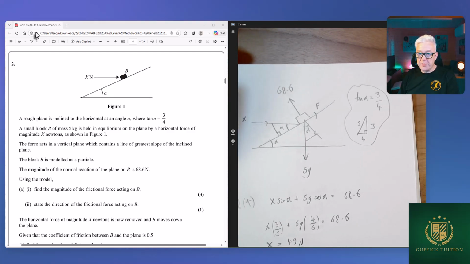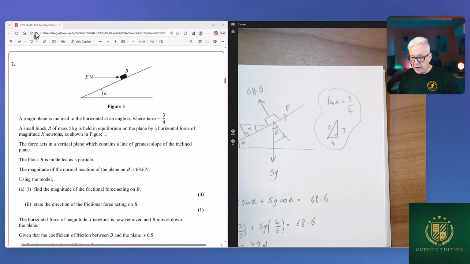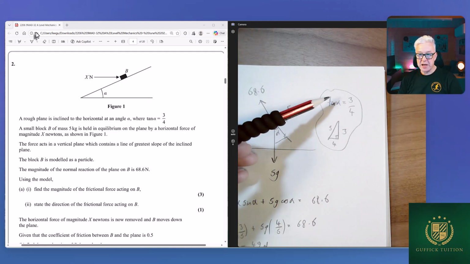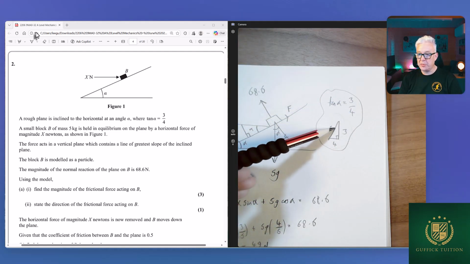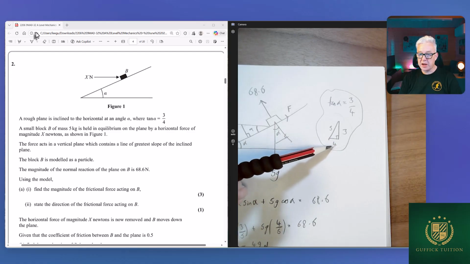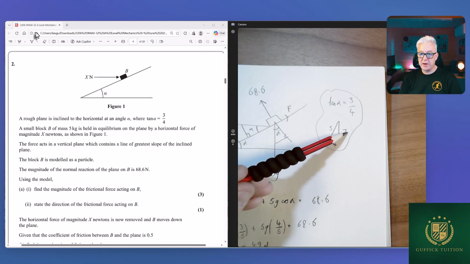First of all, it's always worth pointing out that when they tell you in a question that tan alpha is equal to something, you can use that to work out what cos and sine are. So they've told us that tan alpha is 3/4, so I've drawn my little triangle. It's a Pythagorean triple, as it often is, so I can see that my cosine of alpha is going to be 4/5 and my sine of alpha is going to be 3/5.